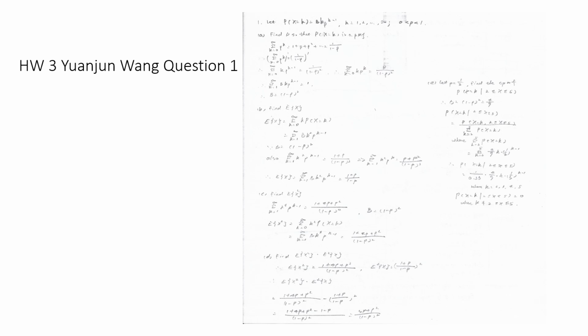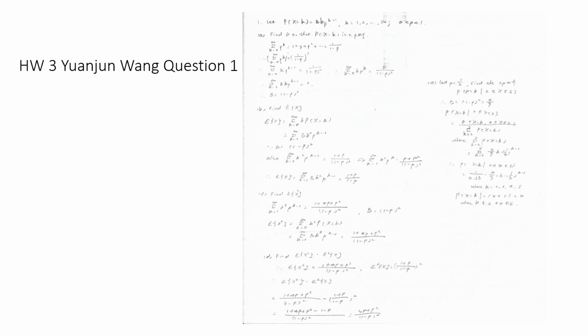D, find EX squared minus EX squared. So we already know that the EX squared is equal to 1 plus 4p plus p squared over 1 minus p squared, and then EX squared is just 1 plus p over 1 minus p squared. So we put them together. It will be 1 plus 4p plus p squared minus 1 minus p over 1 minus p squared, which is going to give us the answer, 3p plus p to the second over 1 minus p squared.